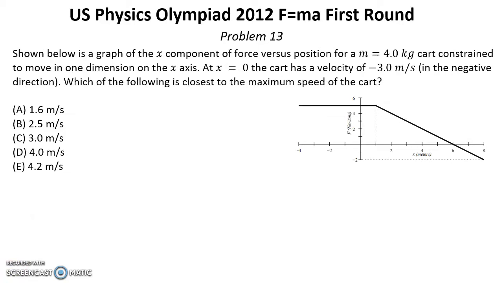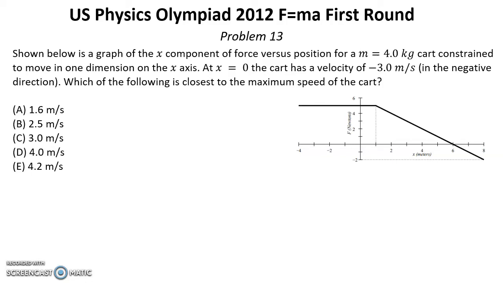Problem number 13. Shown below is a graph of the x component of force versus position for a mass equal to 4 kg cart constrained to move in one dimension on the x-axis. At x equals 0, the cart has a velocity of 3 meters per second in the negative direction. Which of the following is closest to the maximum speed of the cart?